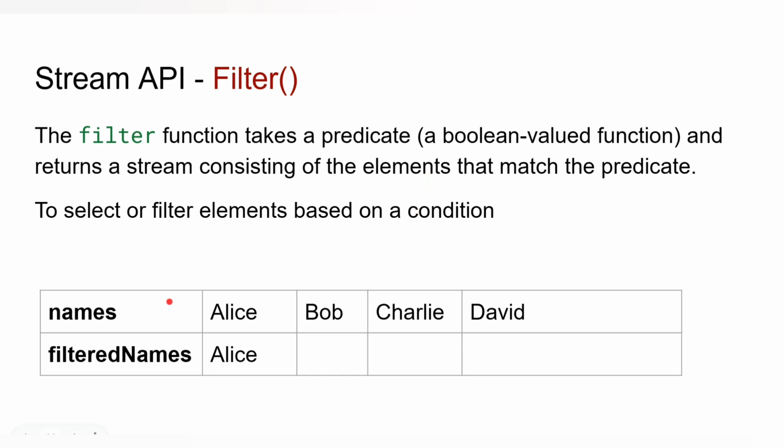For example, let's say you have a list of names and the elements are Alice, Bob, Charlie, and David, and you want to filter out the elements with the names starting with A. Of all the elements we have provided here, only a single element starts with A. So the filtered name is Alice. To check this type of condition, we can make use of the filter method.